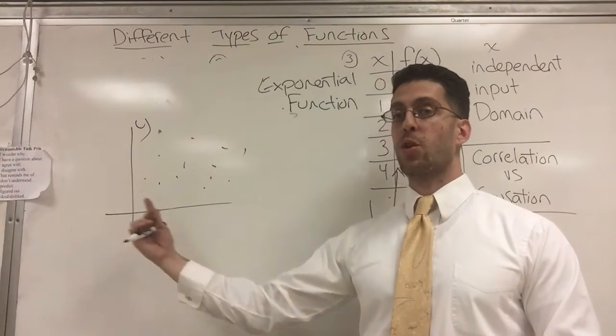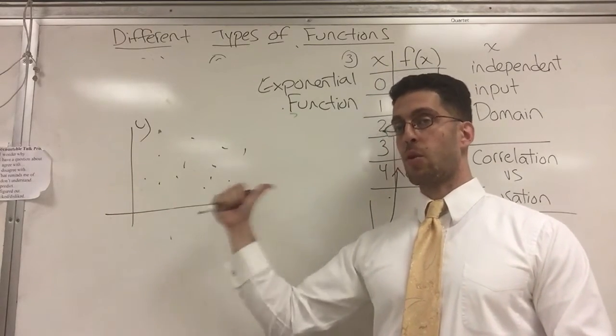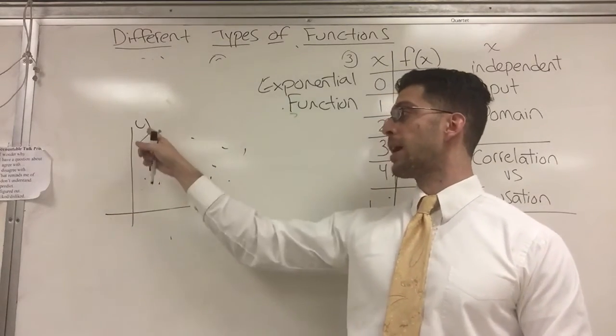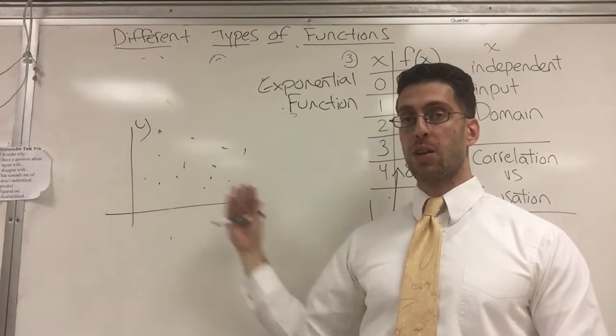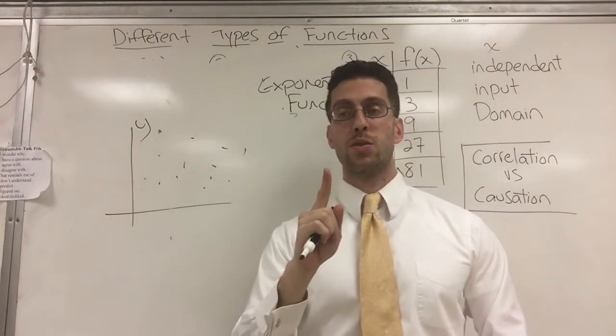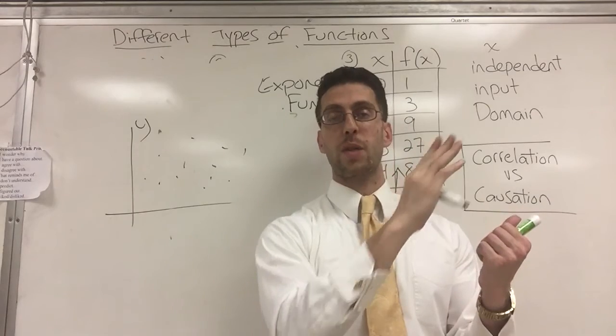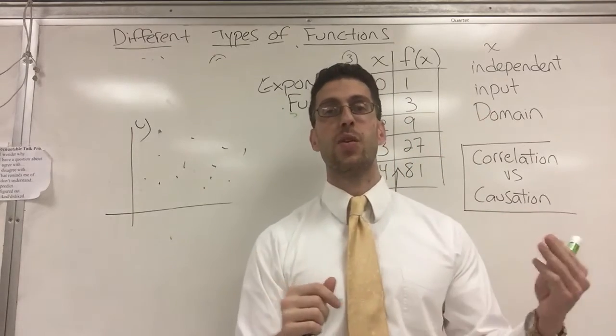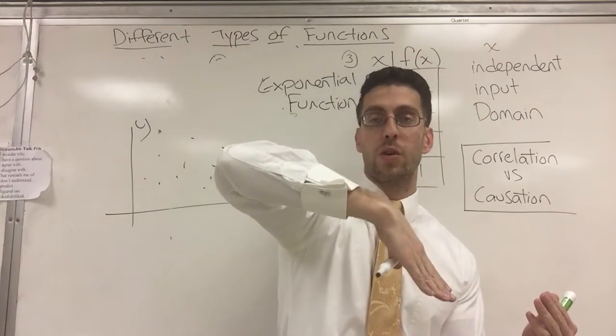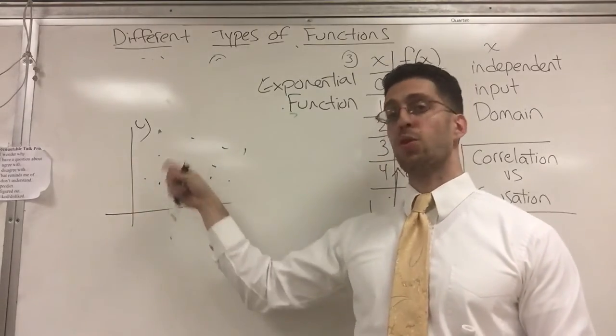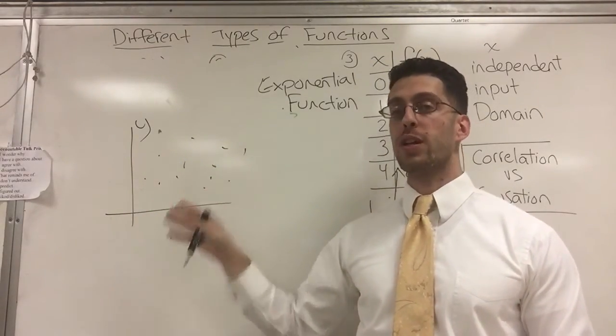I'm sorry, X goes up. X is always going up if I'm going this way from left to right, but possibly Y is going down when I drew my line going down. So as X is going up, Y is going up, that's a positive correlation. As X is going up and Y is going down, that's a negative correlation. As X is going up but you don't know what's going on with Y, that's no correlation.